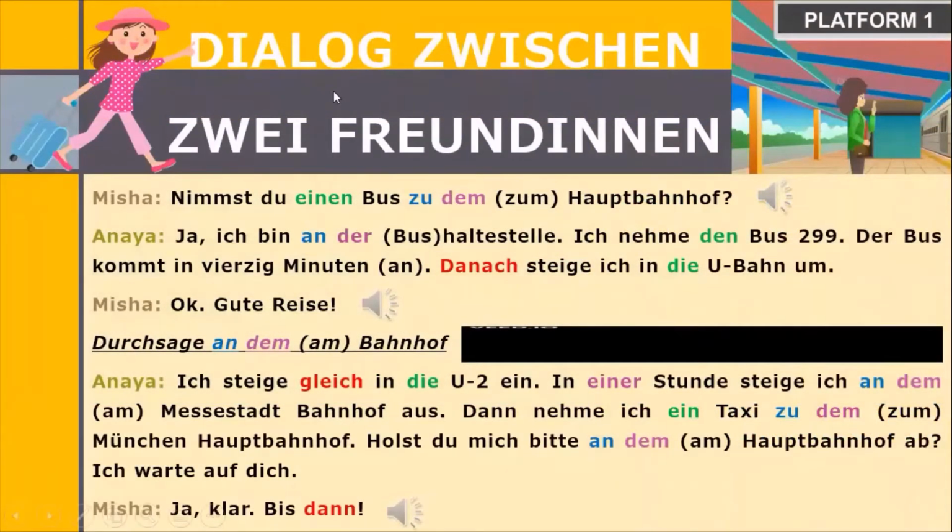So the dialogue that I'm about to show you is a dialogue between two friends. Dialog zwischen zwei Freundinnen, Misha and Anaya. Before listening to the dialogue, have a look at the green highlighted words which show the German accusative case in the questions and sentences. The blue highlighted words are the prepositions in German. The purple highlighted words show the use of the dative case in the questions and sentences. The red highlighted words are the German adverbs.